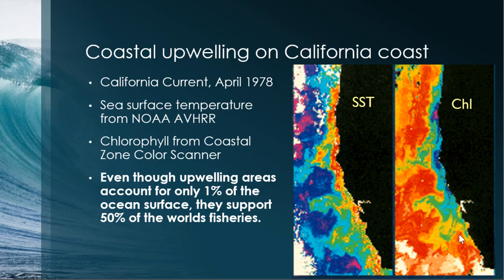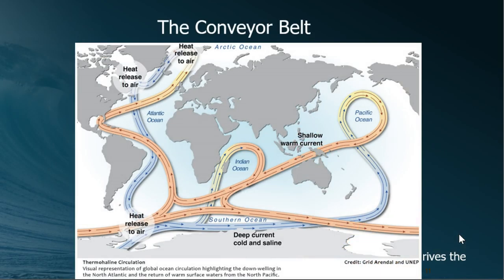So it shows you that upwelling areas, even though they're small, support huge fisheries. 50% of the world's fisheries are actually in upwelling zones. That's really important. If we stopped having this upwelling, then we would not have good fisheries. Now, we're not going to stop having upwelling, because it's driven by atmospheric currents and all of this good stuff.